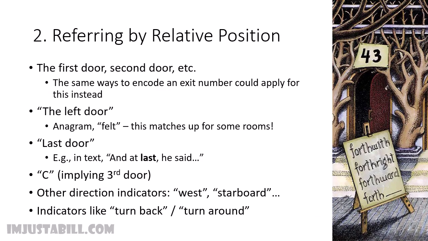Another way you could indicate a specific door is by relative position. You could make your clue that way. The first door, the second door, third door, so on. The same ways to encode an exit number could apply to this instead. If the number 1 is somewhere in there, that could mean the first door, the one all the way to the left. Likewise, you could see the word left in the text. Maybe that might be a hint. Take a left door. Or left, we're thinking anagrams here. Felt is an anagram for left.